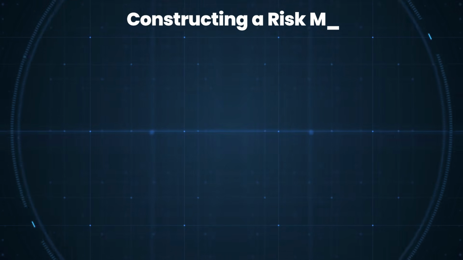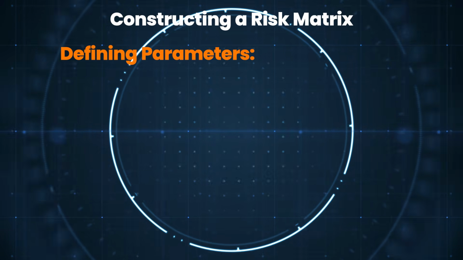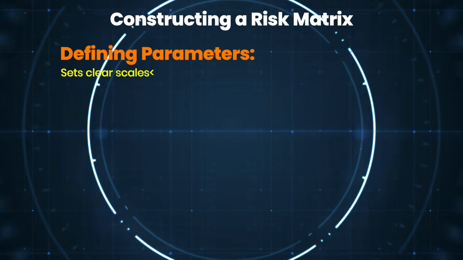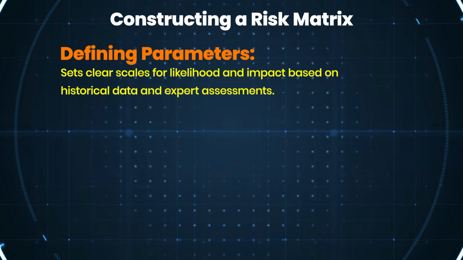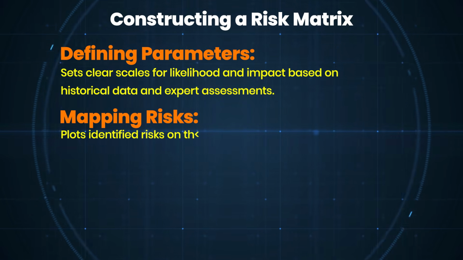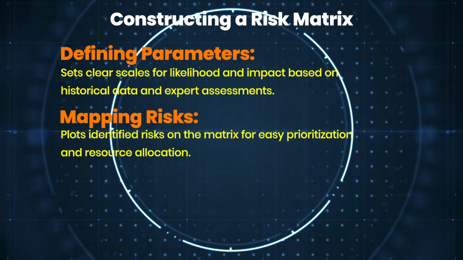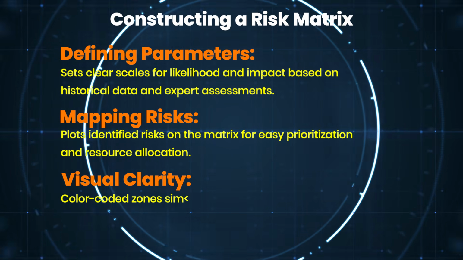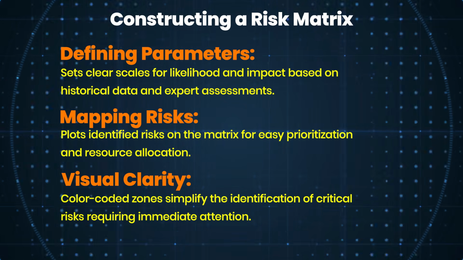Then how to construct the risk matrix? First is to define the parameters. For a risk matrix, first we have to define the parameters. It sets clear scales for likelihood and impact based on historical data and expert assessments. Then risk is to be mapped. It plots identified risks on the matrix for prioritization and resource allocation. Third is visual clarity. Color coded zones simplify the identification of critical risks requiring immediate attention.